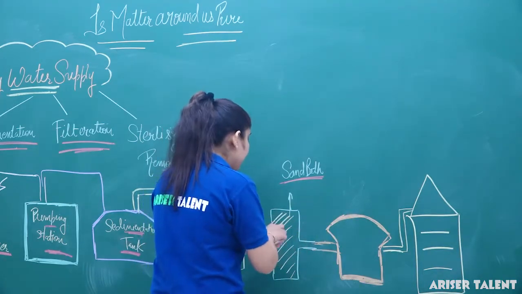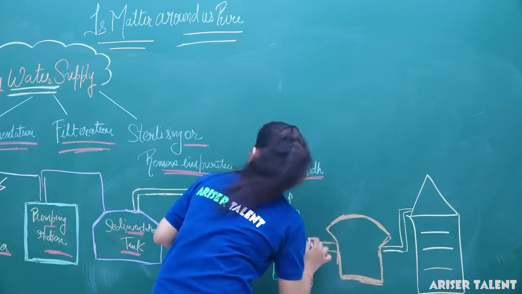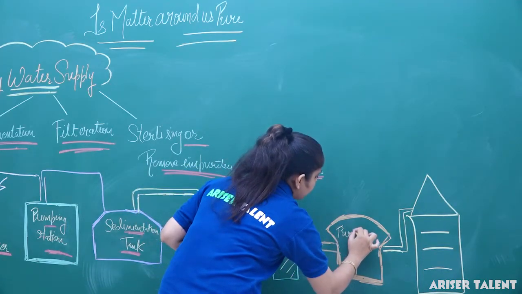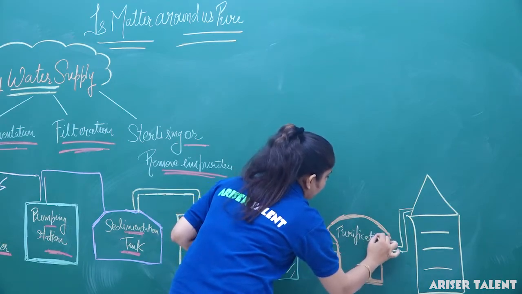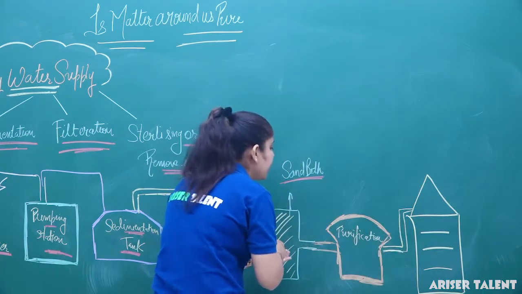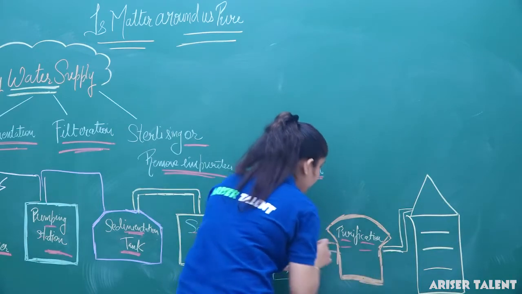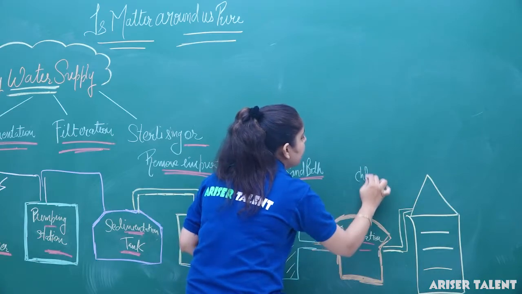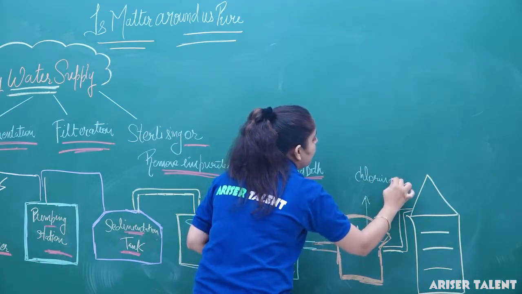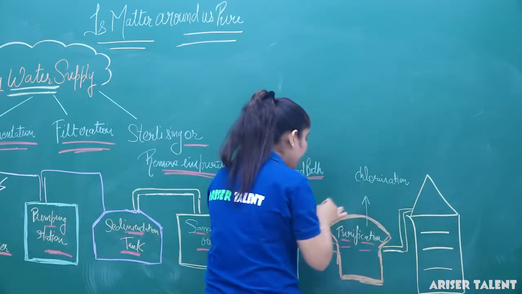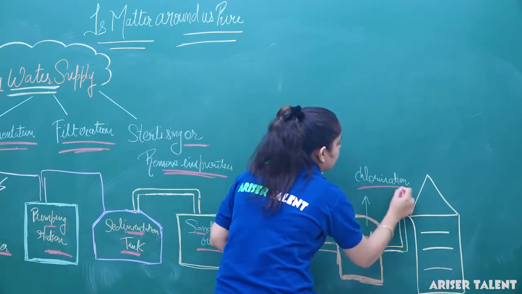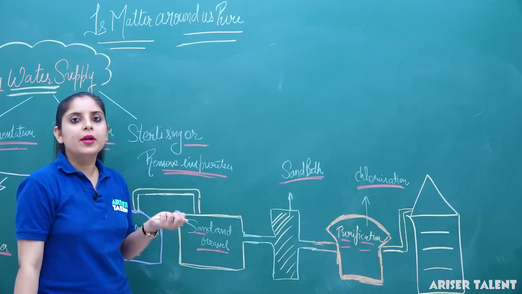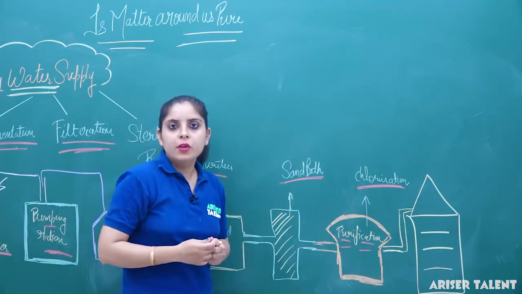So the next step after filtration will be purification. And this purification is also known as chlorination. You can say chlorination, because chlorine is added to the water. And chlorine is basically used to disinfect the water, so you can get water which is free from germs.